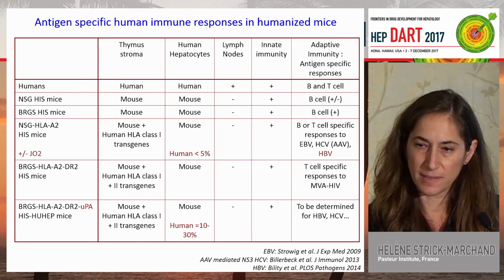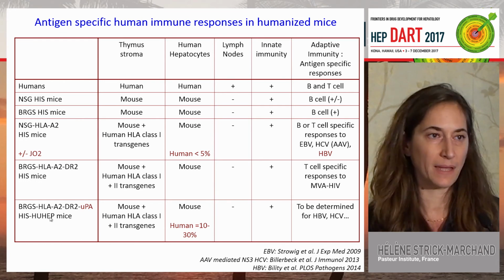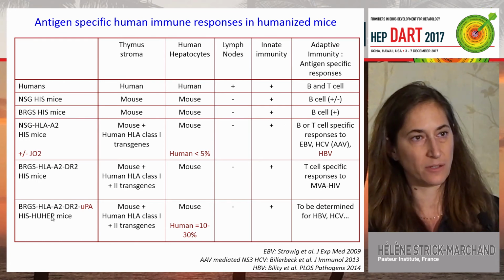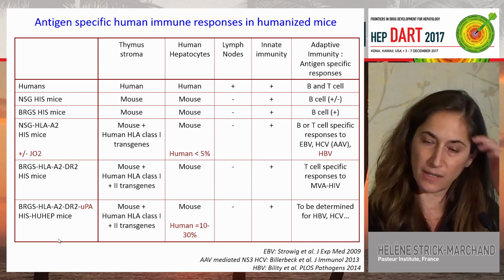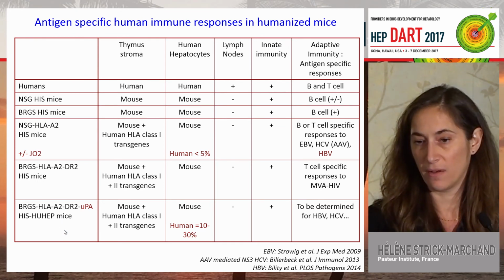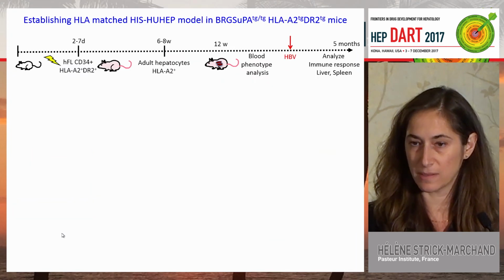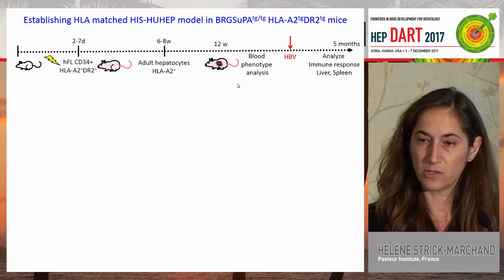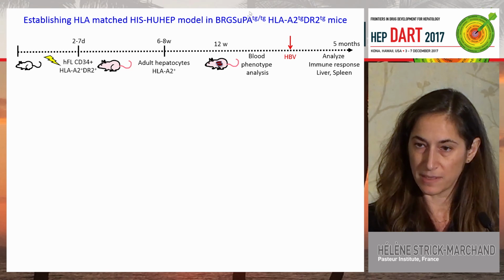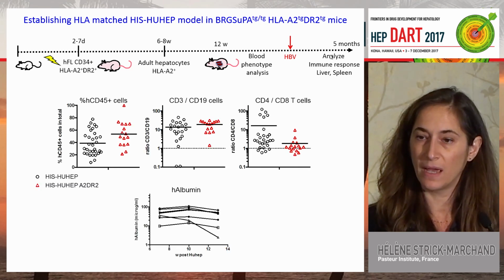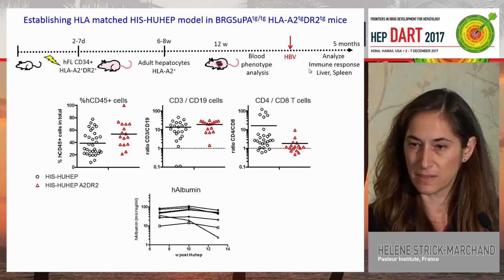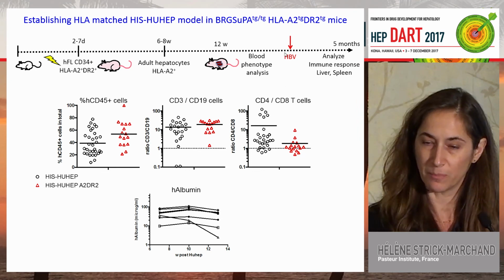And to address this issue, we've crossed into the UP animal model HLA-A2 and DR2 transgenes in order to get more efficient T-cell education, presentation of antigens and T-cell responses. So once we had crossed in the HLA-A2-DR2 transgenes, we repeated the experiment, and I just have some analysis of the animals at the blood stage.